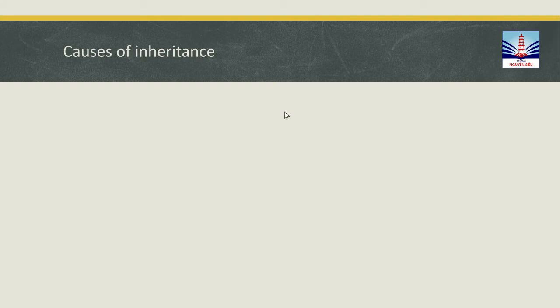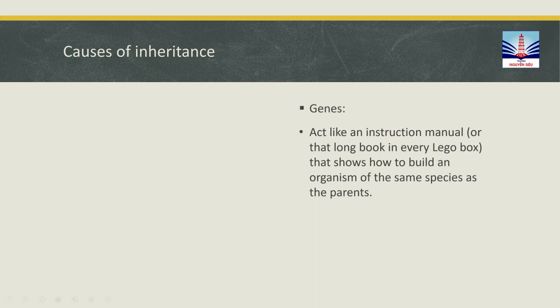Yeah, that's actually right. So first, genes. It's like an instruction manual, that long book. You know how those Lego boxes always have that instruction manual that teaches you how to build something step by step? Well, genes to cells of the body are quite the same. It shows the cells how to build an organism of the same species as the parents. And all organisms have these. Couple seconds to take down notes.